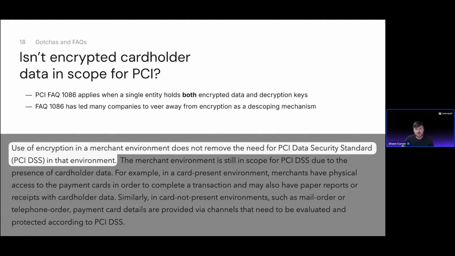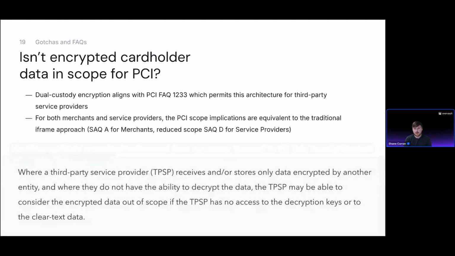with a second FAQ, which was published a little bit later, called 1233. This permits the architecture for third-party service providers, in other words, us, where basically if you're a third-party service provider receiving or storing data encrypted by another entity, and you don't have the ability to decrypt that data, or simplistically, if you have the encryption keys to decrypt that data, it is in scope. But if you don't have access to the decryption keys, then it's not in scope.